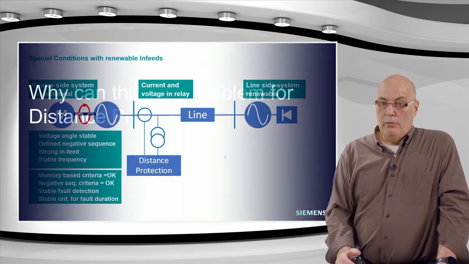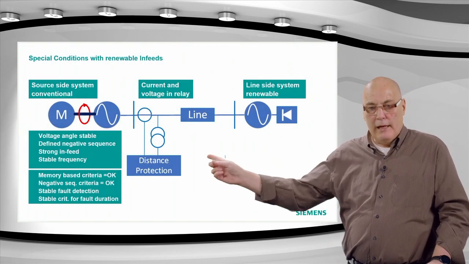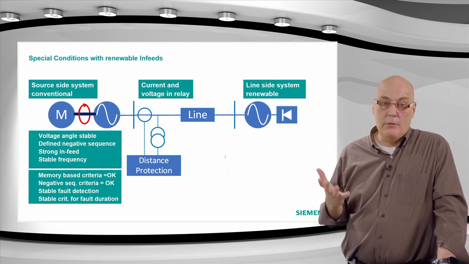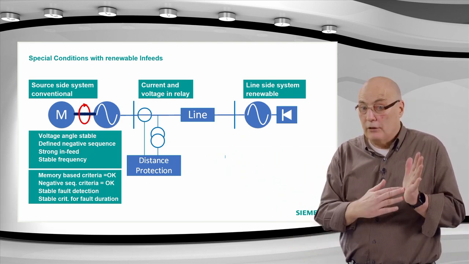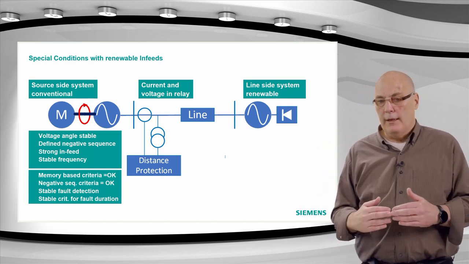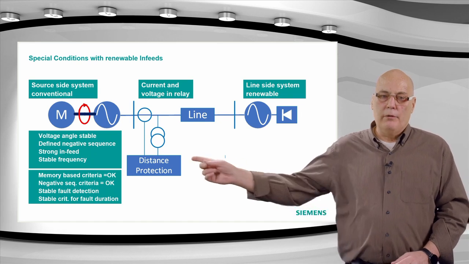Why can it be a problem for the protection? We'll have a look at that over here. Okay, clearly on the classic side, it's no problem. The voltage angle is stable. We have defined negative sequence. Remember the sequence components for direction decision and so on. Also for the RMD to determine the load compensation and so on. We need to have a clear definition of that.